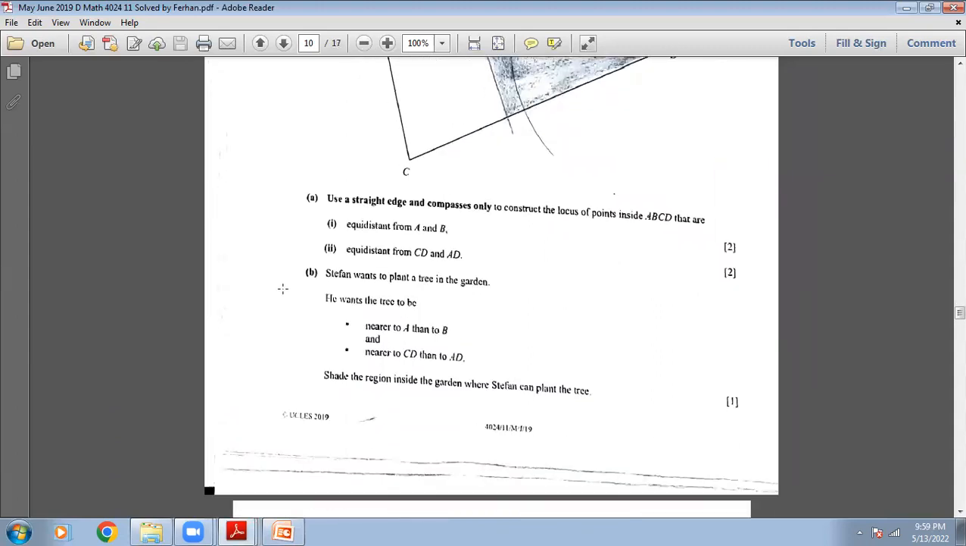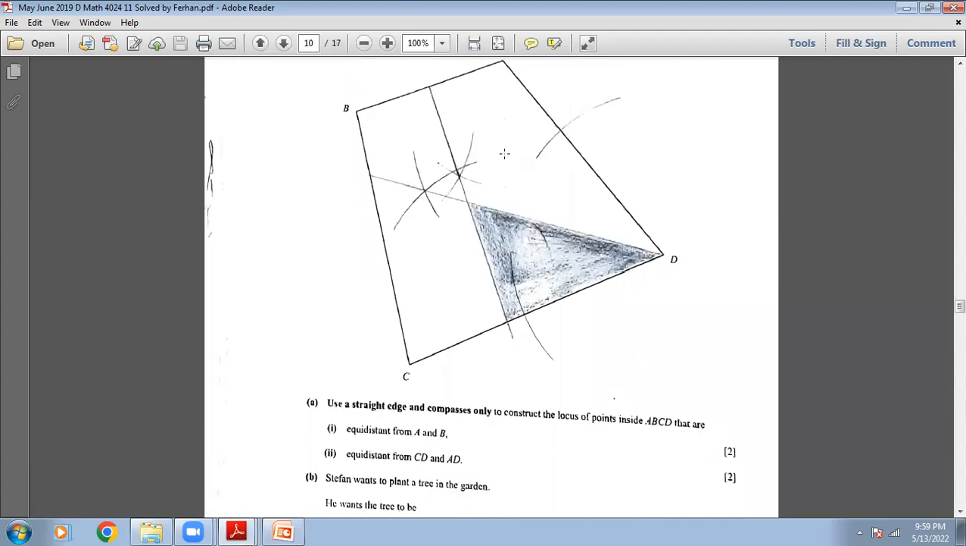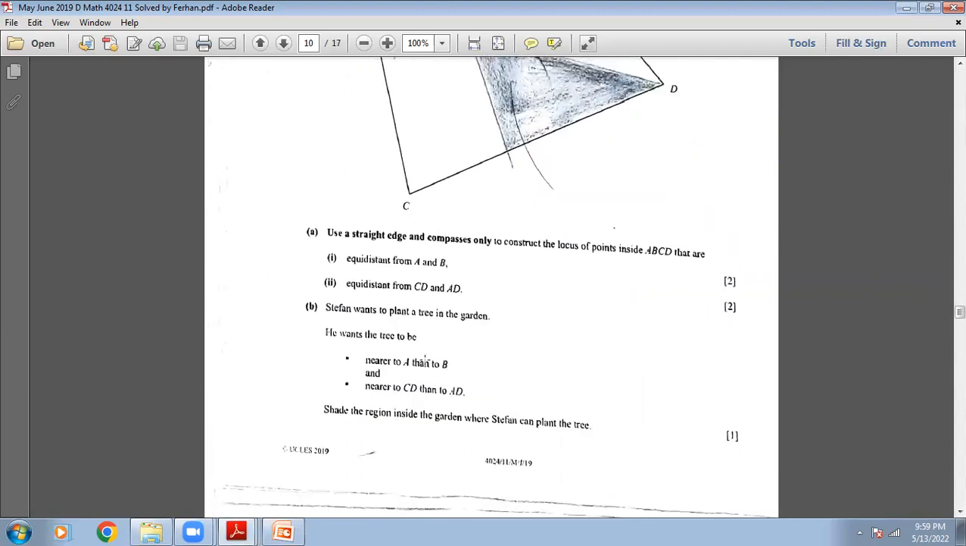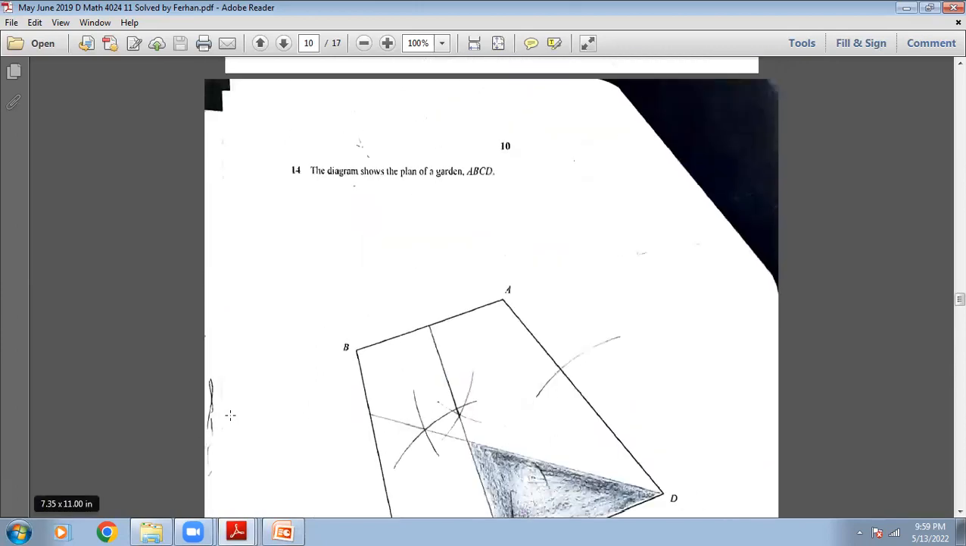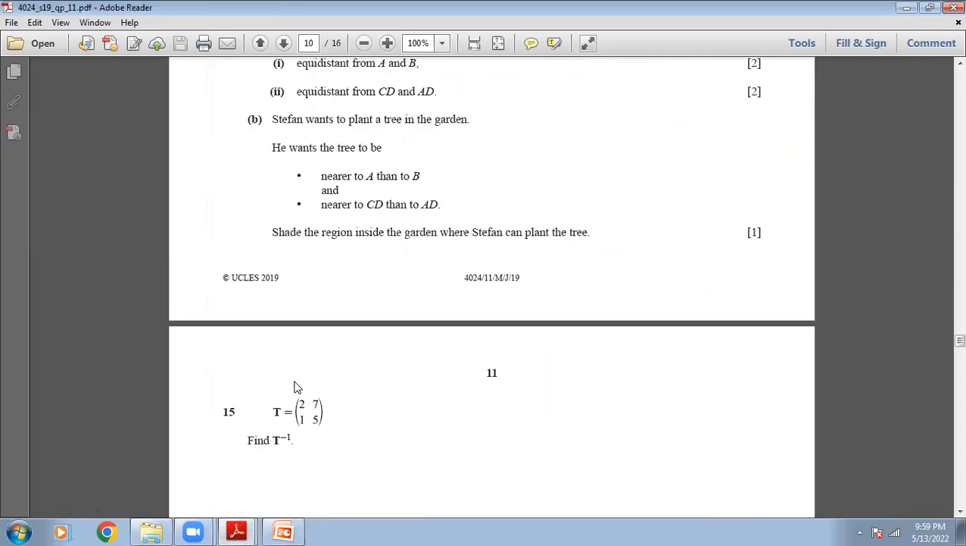Okay. Then he says, Stephen wants to plant a tree in the garden. So you have to remain inside the garden. He wants the tree to be nearer to A than B. So you have to remain nearer to A than B. So you will remain on this side of this angle bisector, nearer to A than B. And then he said nearer to CD. You have to remain nearer to CD than the AD. So you have to remain below this line. So I will shade this area. Their question was, shade the region inside the garden where Stephen can plant the tree. So that was question number 14. I hope you understand.